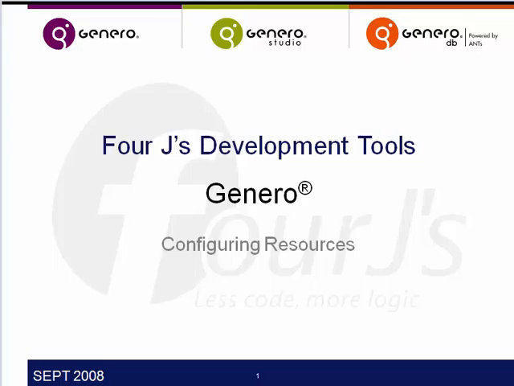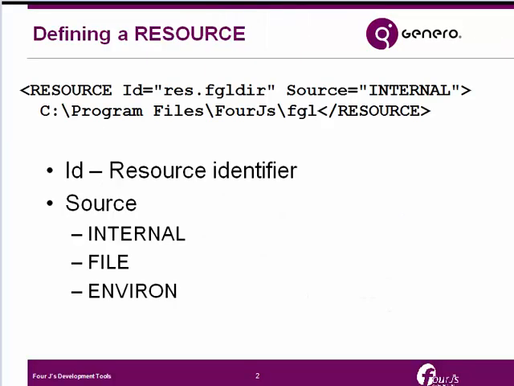In this presentation, I will discuss defining resources in the Genero application server configuration file. Resources give you an opportunity to define a type of variable that you can then reference elsewhere in your configuration settings. For example, a common use of resources includes defining a resource for a directory path.